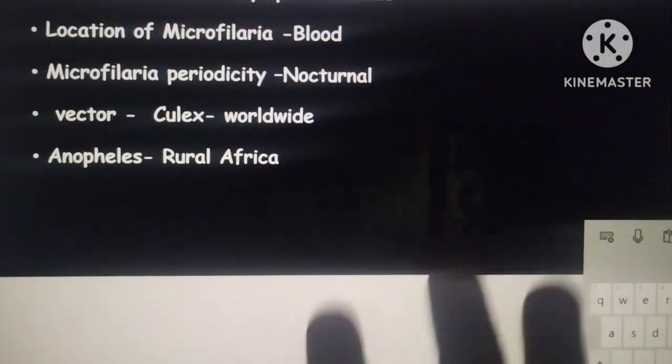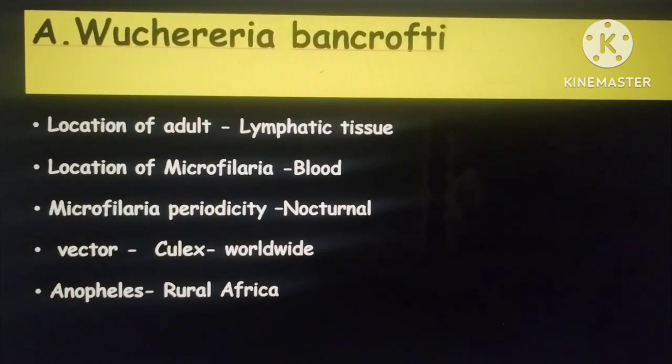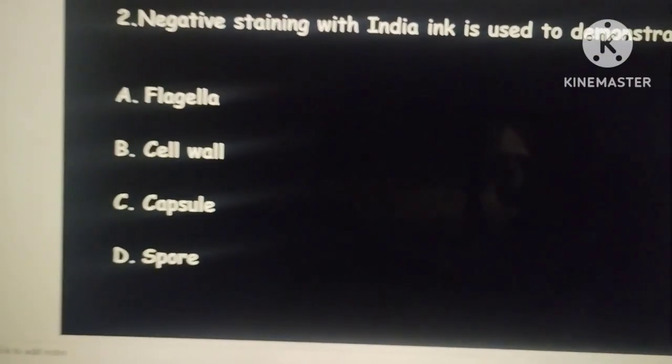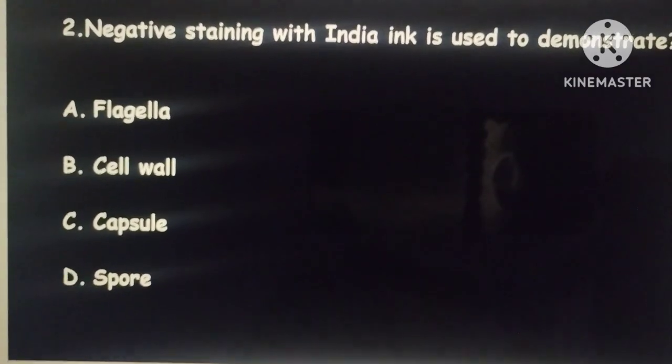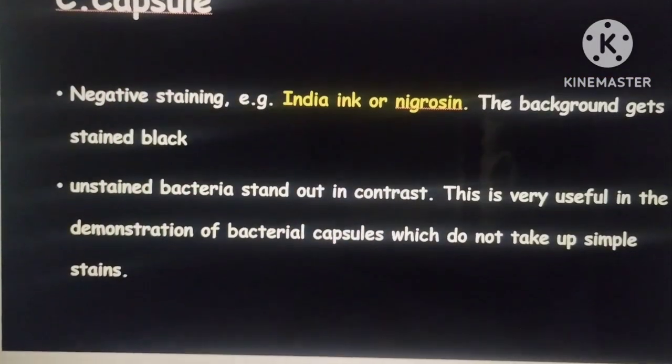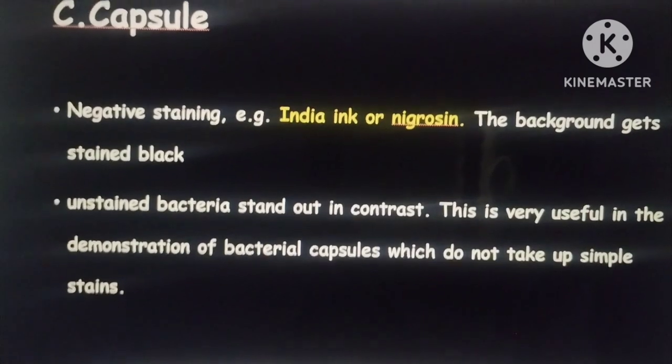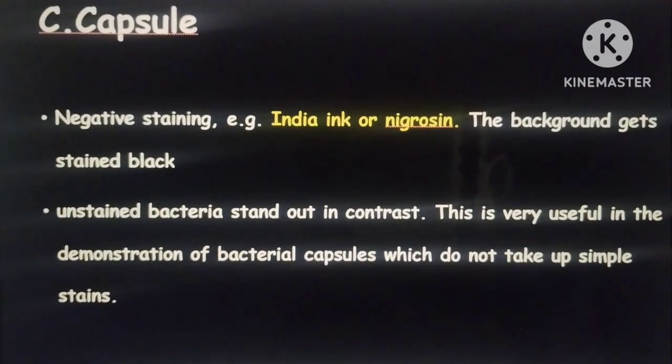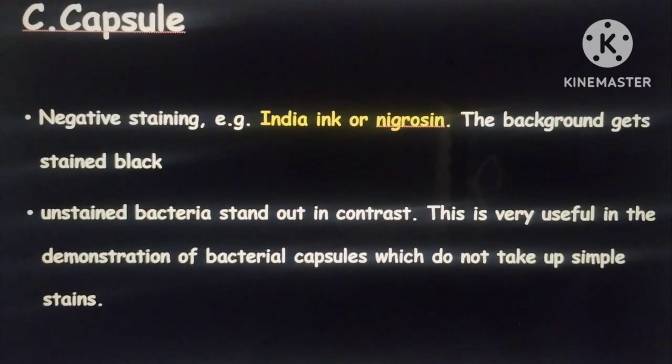Okay. So the next question is, what is negative stain with India ink used to demonstrate: flagella, cell wall, capsule and the spore. Okay. So always the capsule is demonstrated by the negative stain. So here the option is capsule. So negative stain, that is India ink and nigrosin.